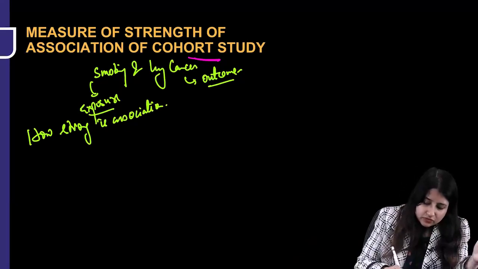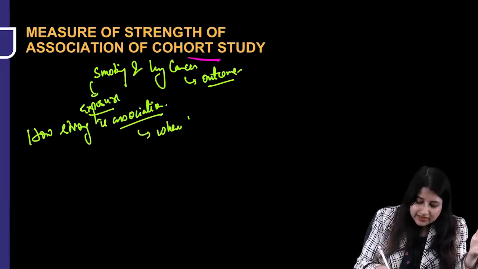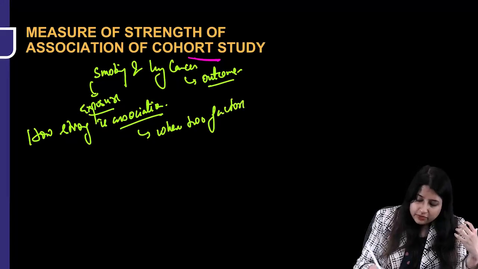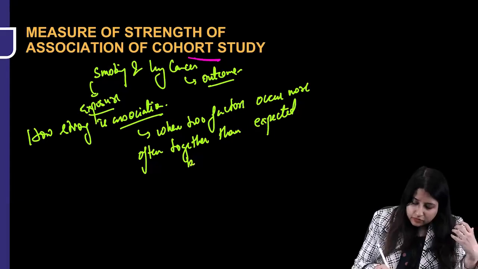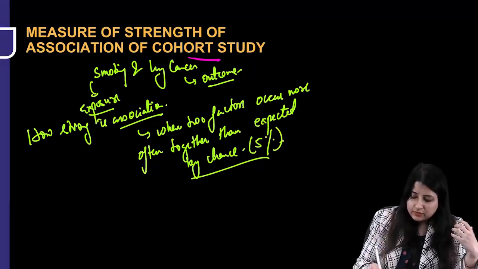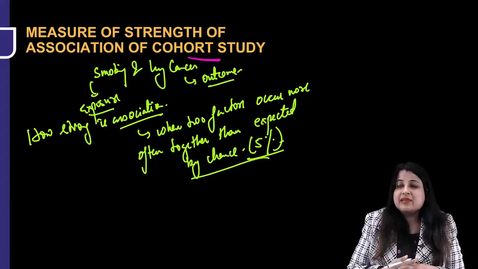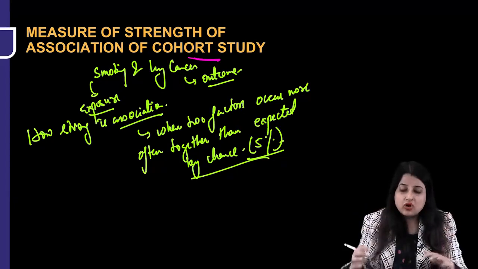Now what do you mean by association? There's a difference between association and causality. Association means when two factors occur more often together than expected by chance. Chance always has a 5% role, so there is less than a 5% chance that the two factors are coming together by chance. Like every time a study is done on lung cancer, smoking is associated as a risk factor. So how strong is that association?